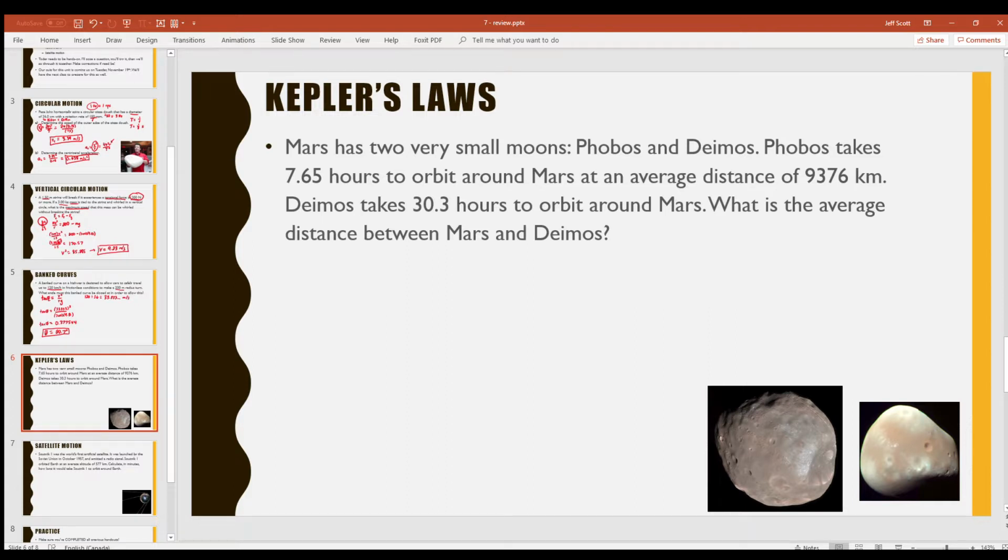The common object we're talking about here, the thing that both of these things are orbiting around, is Mars. And since they're both orbiting around Mars, we can say the period squared of Phobos, so I'll put a p here, divided by the radius cubed of Phobos, and radius in this case meaning the orbital radius, not the actual radius of the moon itself, is equal to the orbital period squared of Deimos divided by the orbital radius cubed of Deimos. Now, since the question is asking us what is the average distance between Mars and Deimos, that means we're looking for this piece right here.